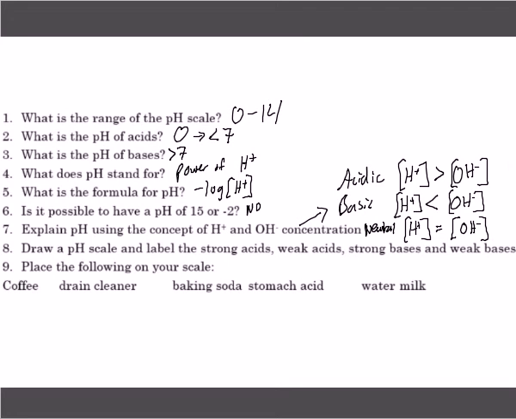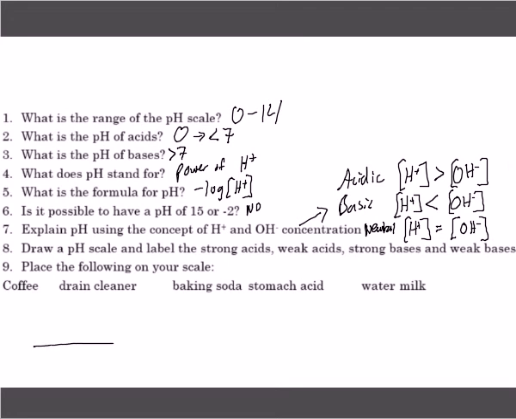If you don't have this written down in your notes, I highly recommend you write this little chart down so you keep that in the back of your mind. If something's acidic, you have more hydrogen ions. If something's basic, you have more hydroxide. If it's neutral, you have the same amount of both. And we're going to show that mathematically here.